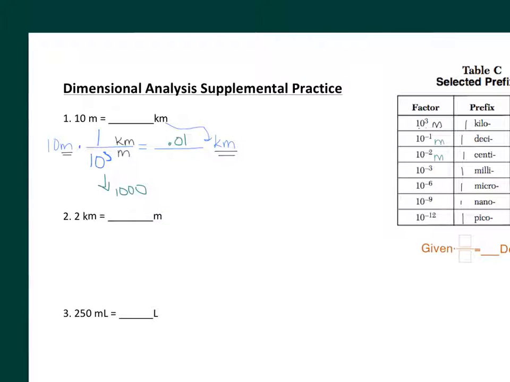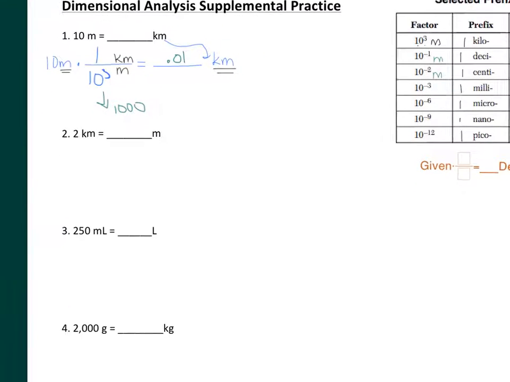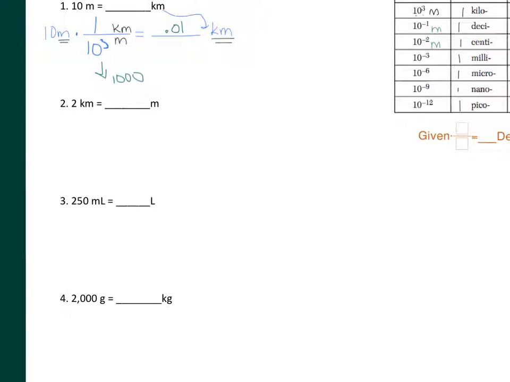All right, so as we take a look down at number 2, we're essentially going to do the same thing. So we're going to set it up. We're going to start with our given, which is 2 kilometers. And this time we're going the opposite way. Dot line is equal to meters. Instead of going from meters to kilometers like we did in the first part, we're doing kilometers to meters.